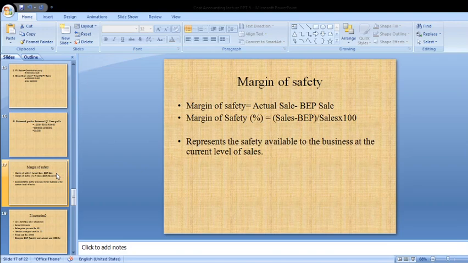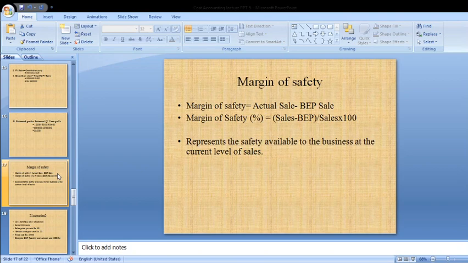Another way of showing it is margin of safety as a percentage. Actual sales minus break-even point, that is your MOS, in brackets, divided by actual sales. Just keep in mind that you do not divide it by break-even point. Some students make this mistake on the calculator. MOS divided by break-even point will also give you some answer, but that is not margin of safety as a percentage. Getting it?